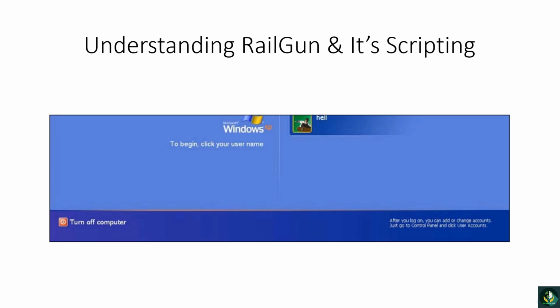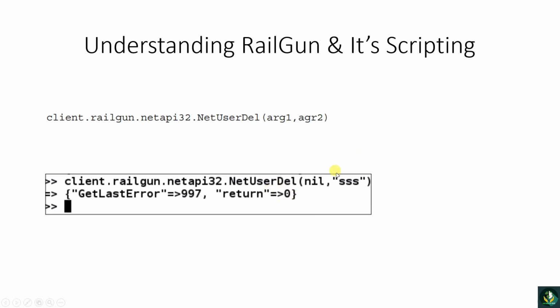Before proceeding further, let's get to know what the value nil is in the parameter. The nil value here defines that the user is in the local network. However, if the system had been a remote one, we would have passed the system NetBIOS name in the parameter.